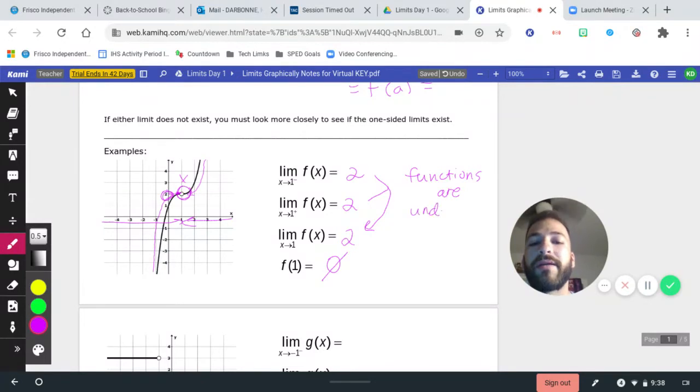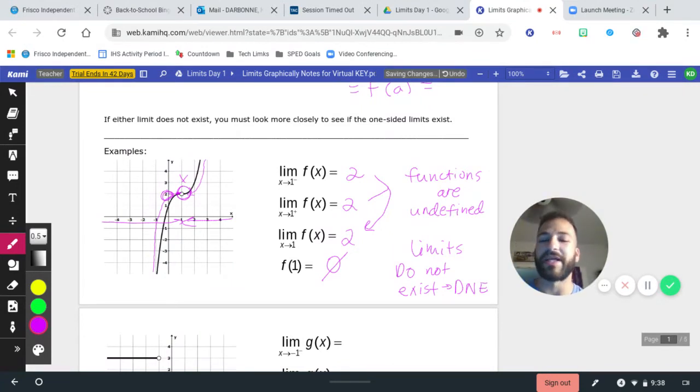Okay, just as a general rule, functions are undefined. Limits do not exist. Or DNE for us short math folks, because we like to write as few letters as possible.